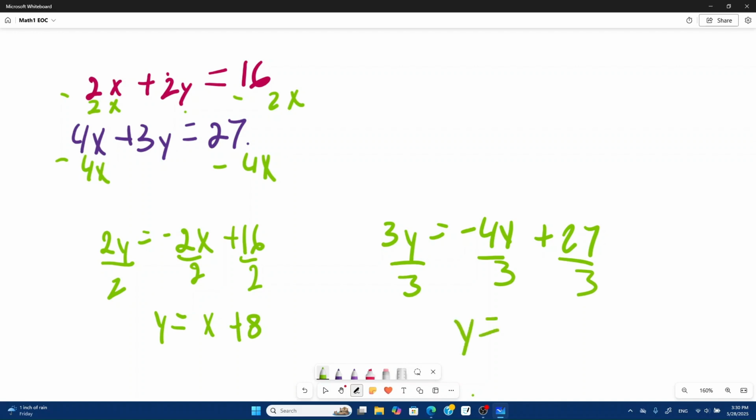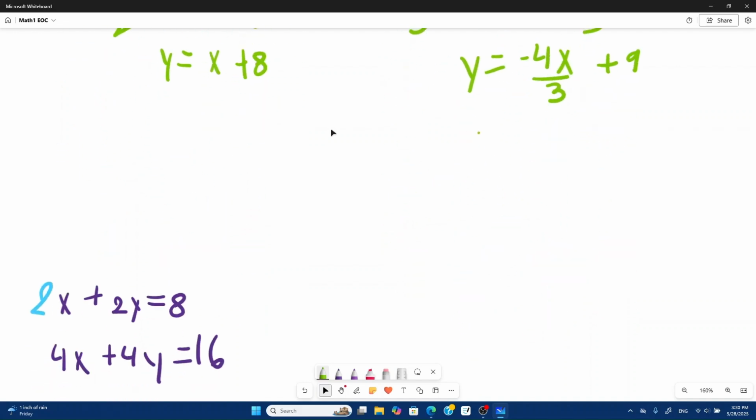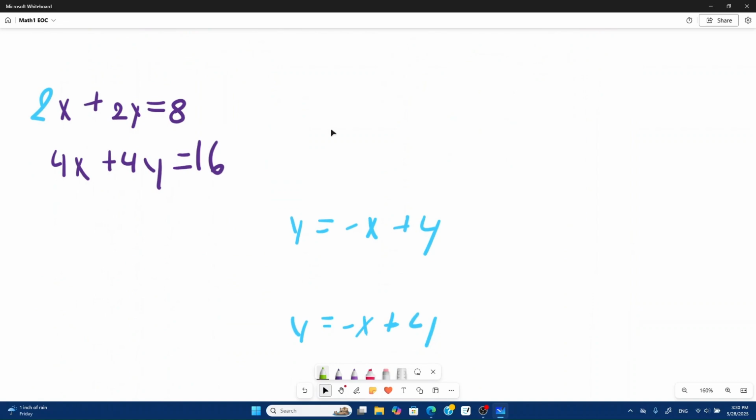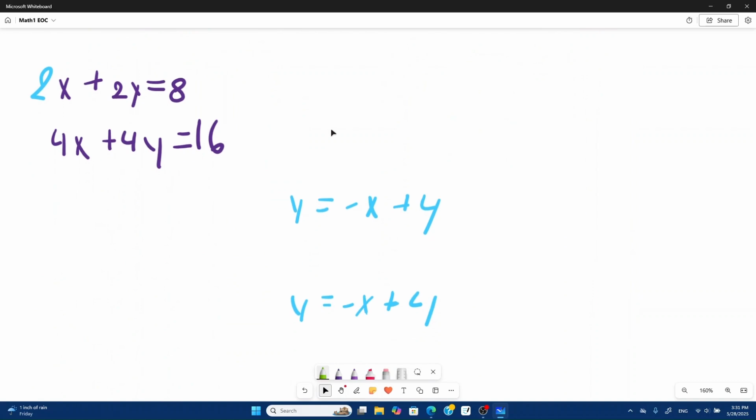That leaves us with y equals negative 4x divided by 3 plus 9, right? If you go on decimals, actually, you will see that this gives us one solution. So that's great. And let's move on, right? So let's do this one.